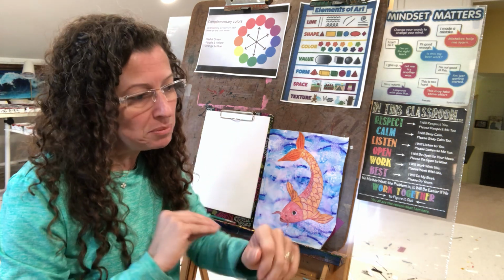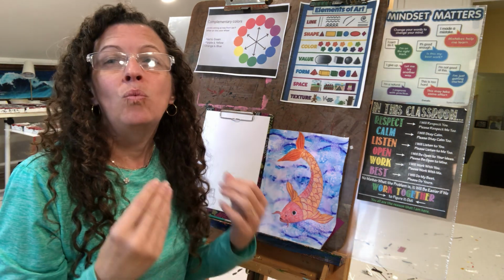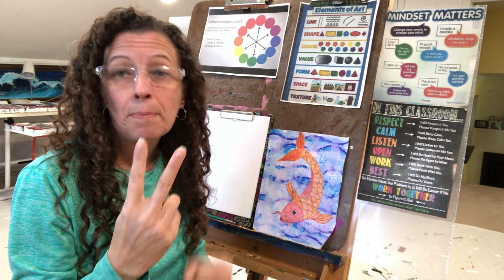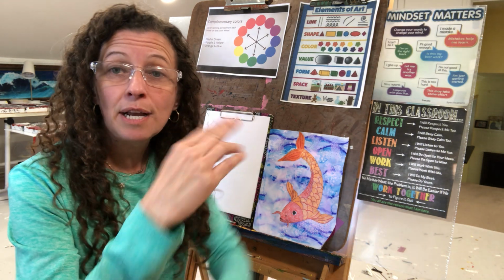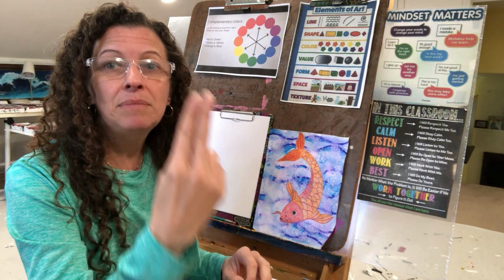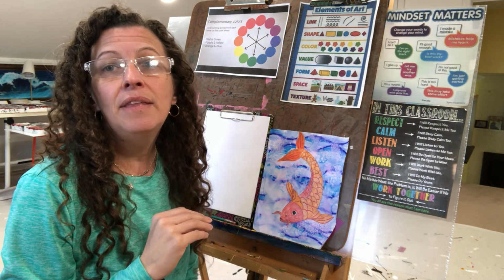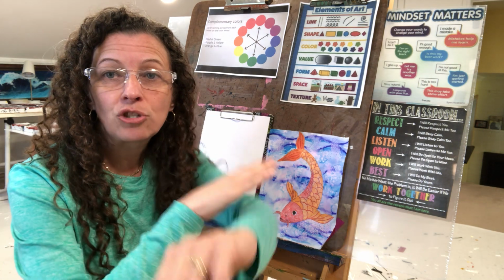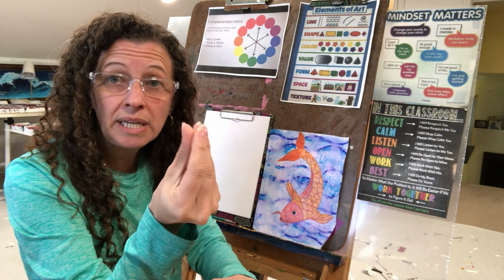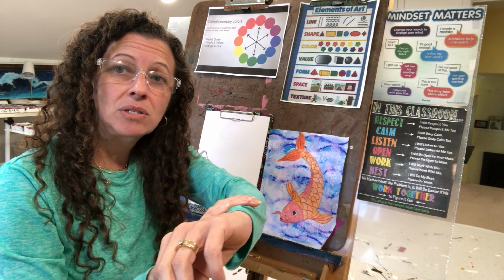So texture is how something feels, right? Texture is either how something feels or how it looks. There are two different types of textures. There's a visual texture, and that is trying to make something look as though how it really feels. And then there is actual texture, which is actually how that thing feels, right?